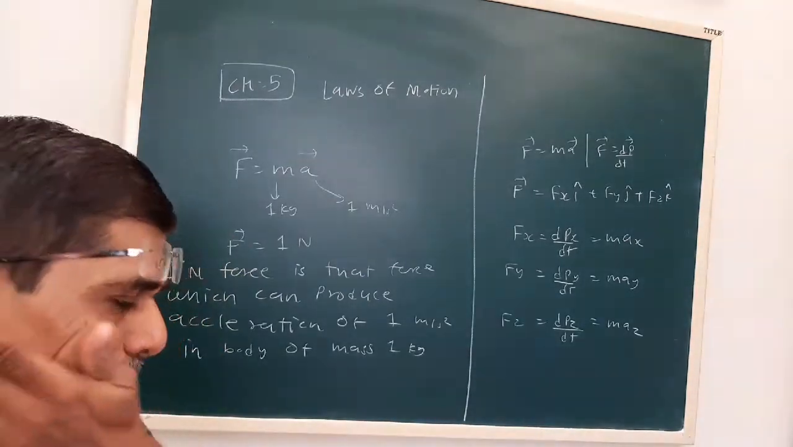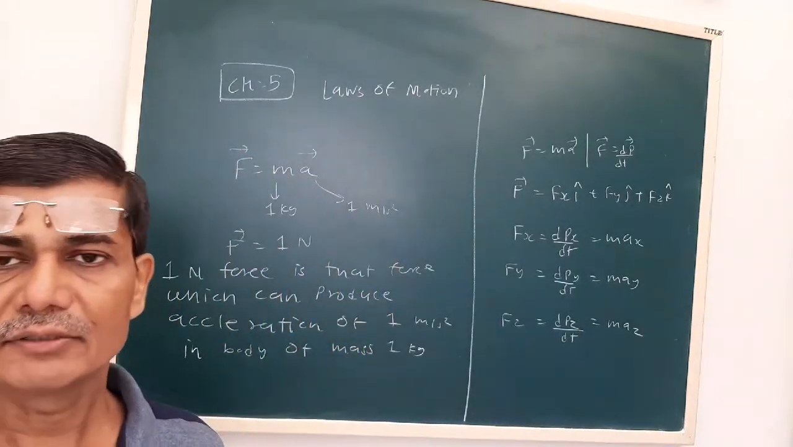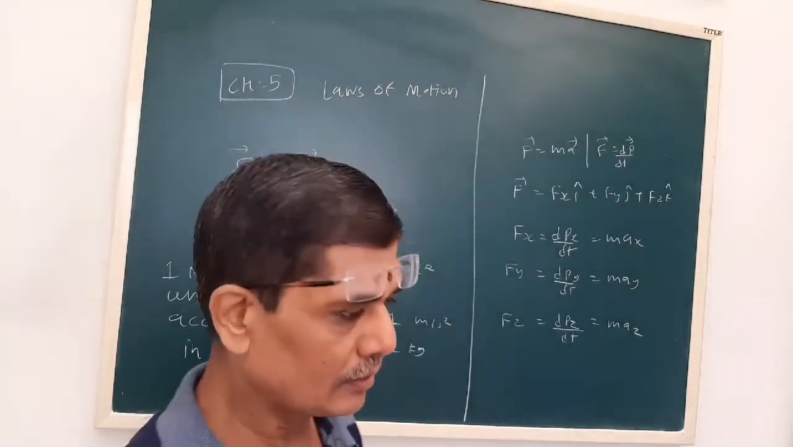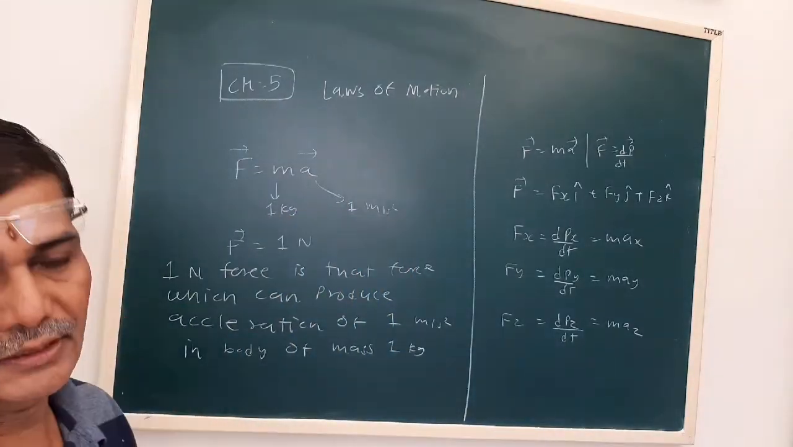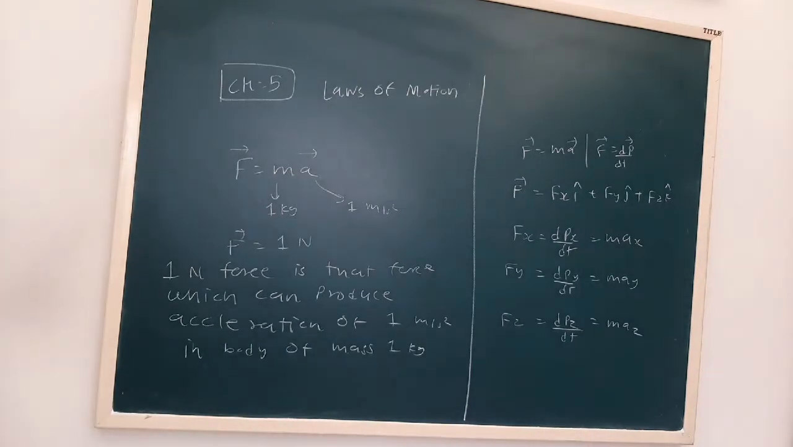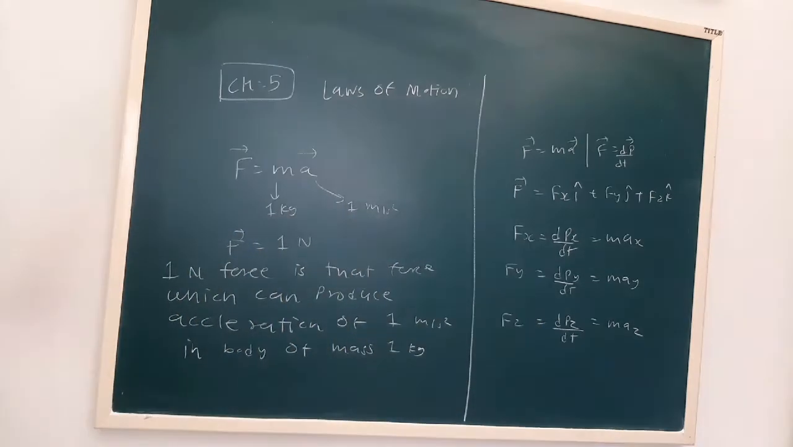Also, if more than one force acts on a body, we have to find out the resultant force. That will give the totality effect of the more than one force. So this is all about Newton's second law of motion.